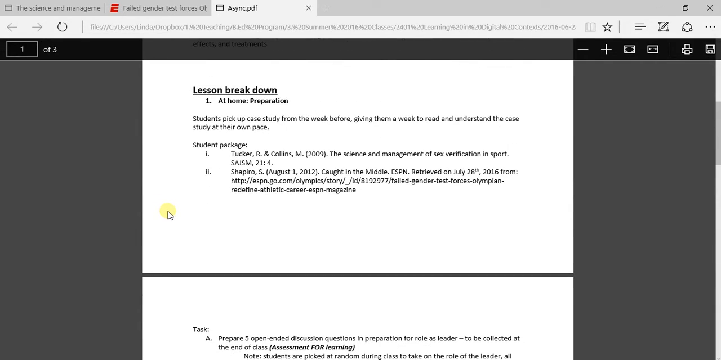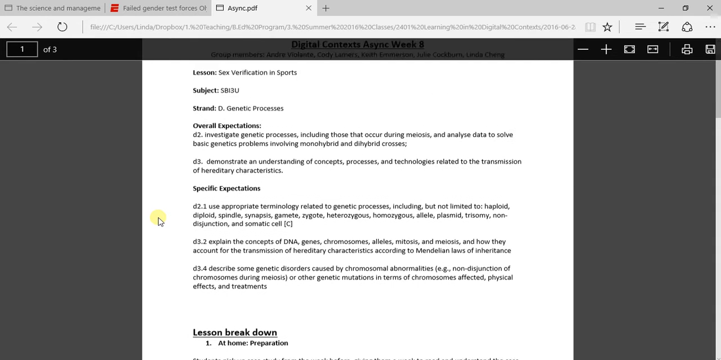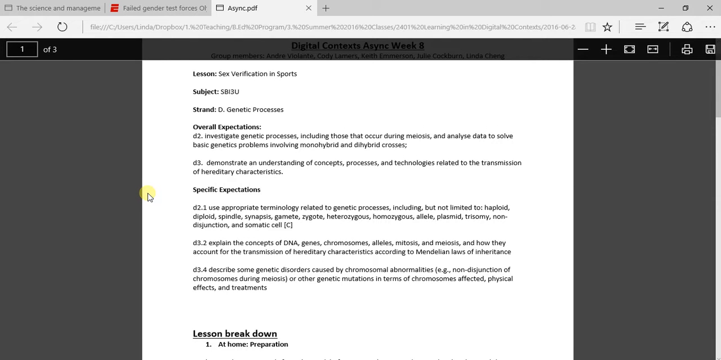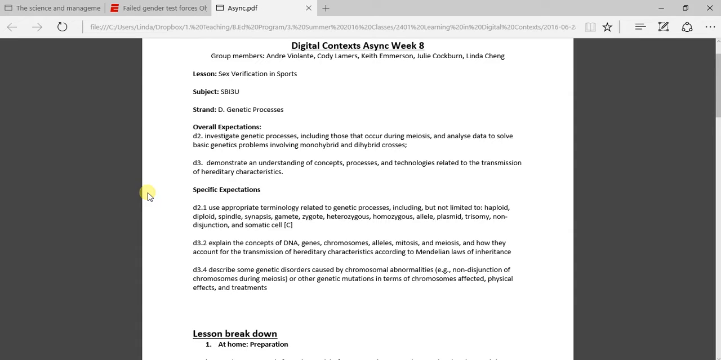Just very briefly, going back to the expectations, we'll get students to look at understanding chromosomal differences between male and female, getting them to really think about the concept of DNA, chromosomes, and genes, and how different changes in meiosis would result in chromosomal changes that will be evident in the individual.